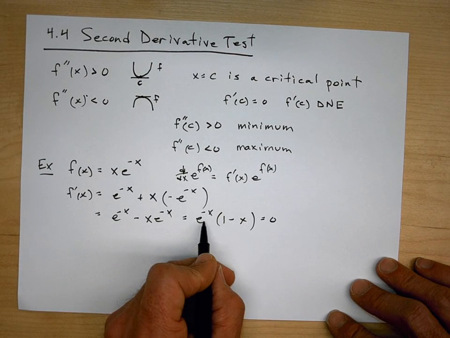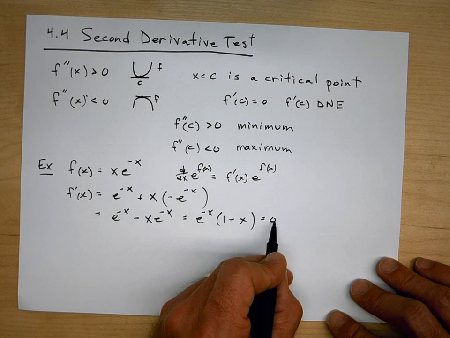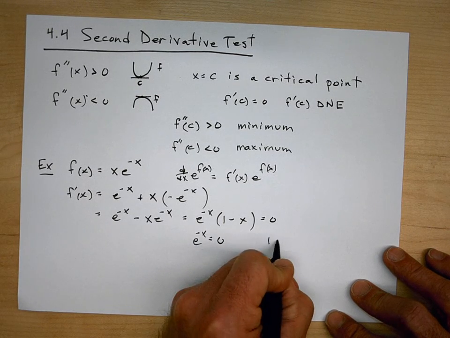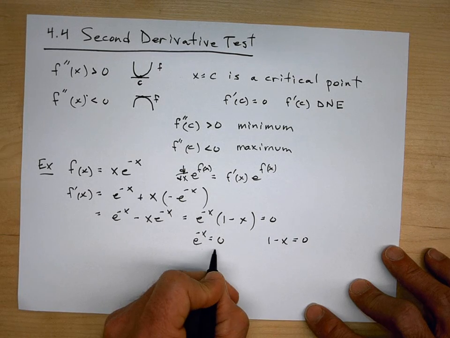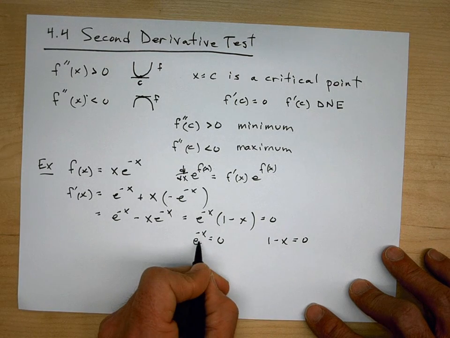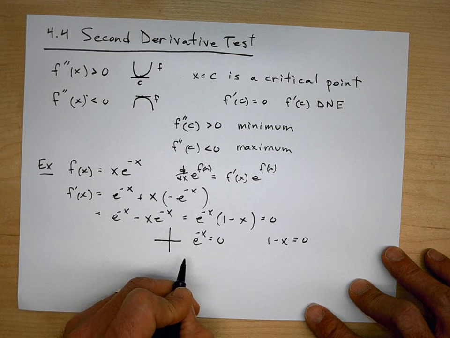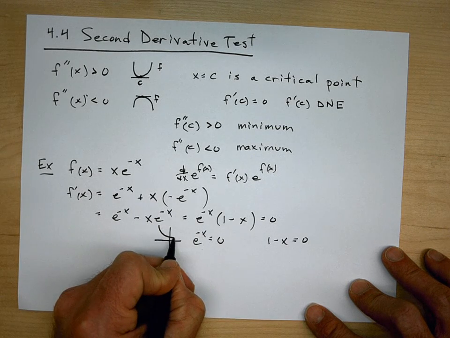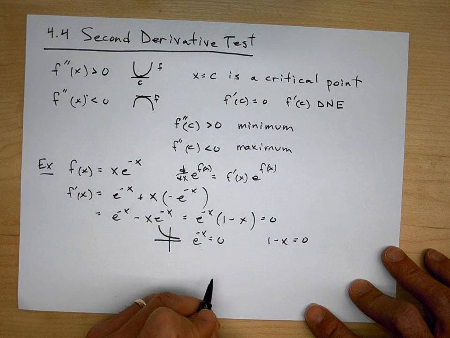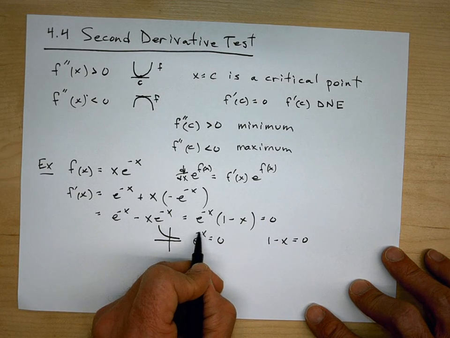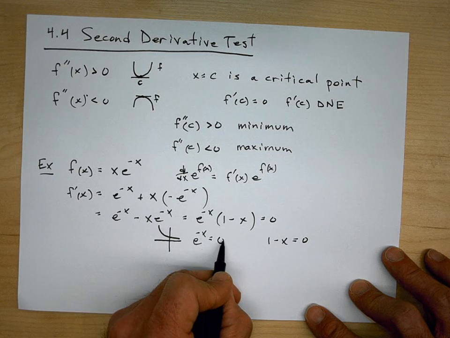The other thing we need to notice is that the product of these two things is 0. So that would mean that either e to the negative x equals 0 or 1 minus x equals 0. Well, if we remember what the graph of this looks like, I'll just do a little graph over here. It looks like this. It's never equal to 0. There's nothing we can put in for x. We can't raise e to some power and make it equal to 0.